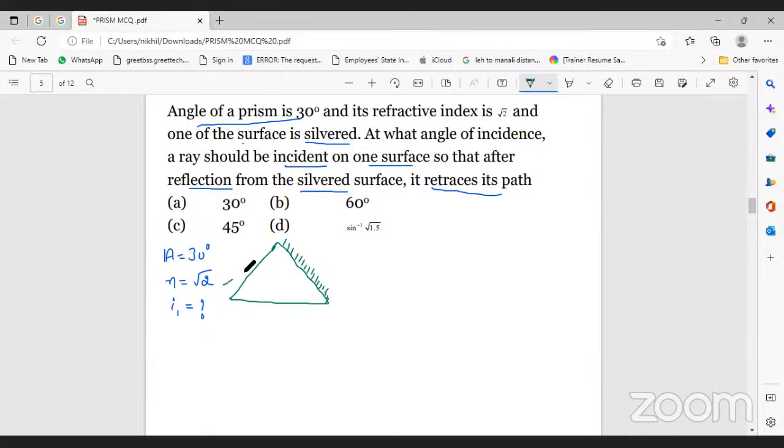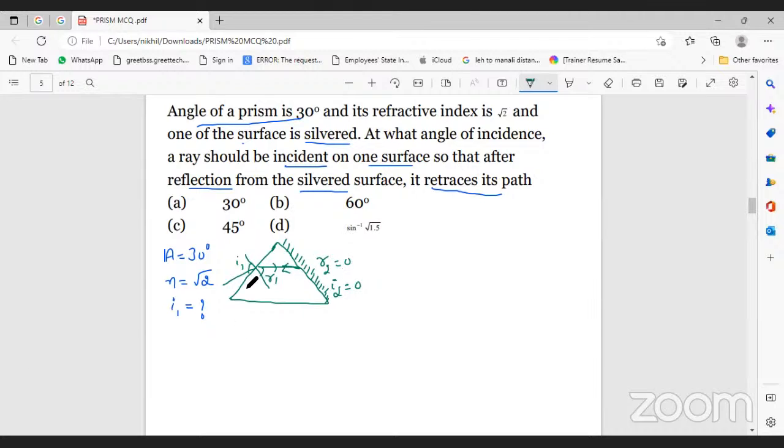If I incident a ray of light at one face at one particular angle, let it be I1, it goes on as R1. From the silver surface, it is going to retrace back. When it retraces back, I2 value will be 0, R2 value will be 0. So they're expecting you to find I1.